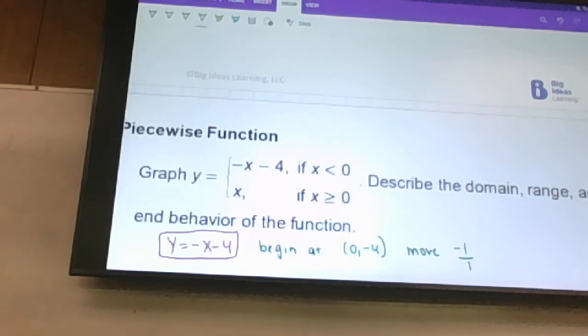Wait, so it says x less than 0. The only thing I would change is an open circle. Try to make it look like a big open circle.